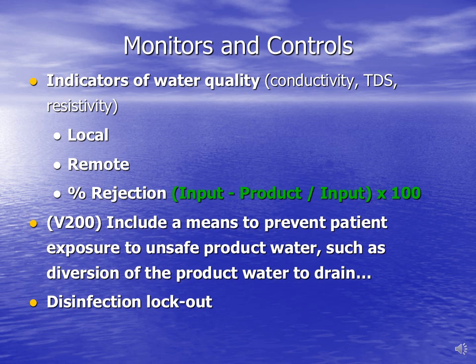V200 includes the means to prevent patient exposure to unsafe product water, such as diversion of the product water to drain, meaning that if we have an alarm situation, it has to be prevented from going to the patient. Now, this can be either automatic or manual, and I'll tell you in the next slide exactly what manual means. And disinfection lockout has to be in place, meaning that if you go into a disinfection mode for the RO system, it has to lock out feed to the main water system, and your alarm cannot be muted in these situations, because obviously we don't want to introduce disinfectant into the water loop while patients are on.